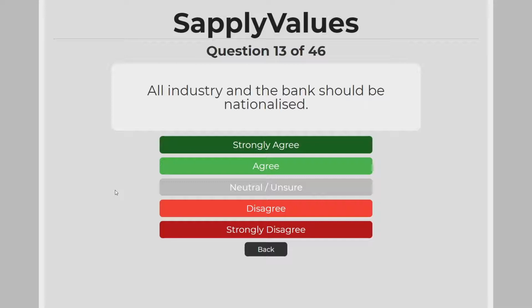All industries and banks should be nationalized. I would strongly disagree with this. I think we do still need the private sector. If it said some, I would agree, but it says all, so I can't get behind that. So I would say strongly disagree.